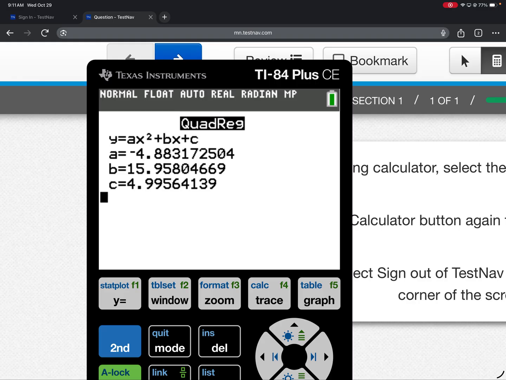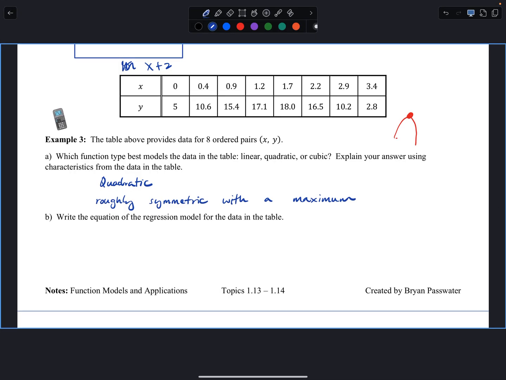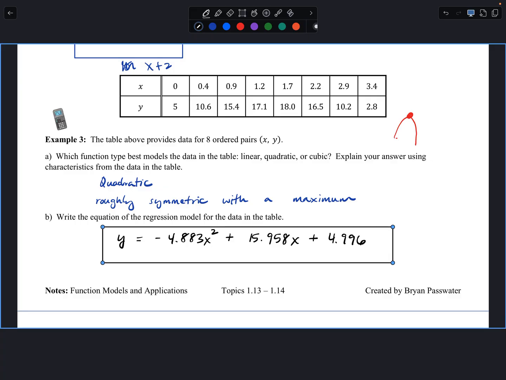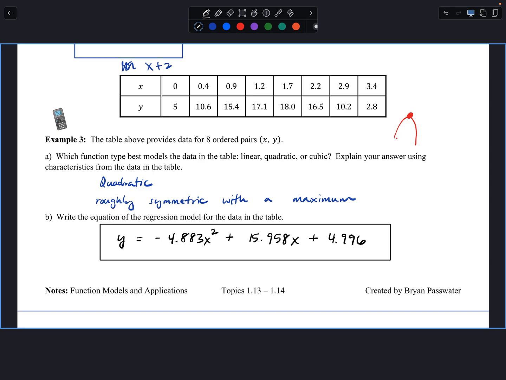So y equals, if I round that a value to 3 places, it'd be negative 4.883 x squared plus 15.958x plus 4.996. Okay, questions? We're good? Okay.